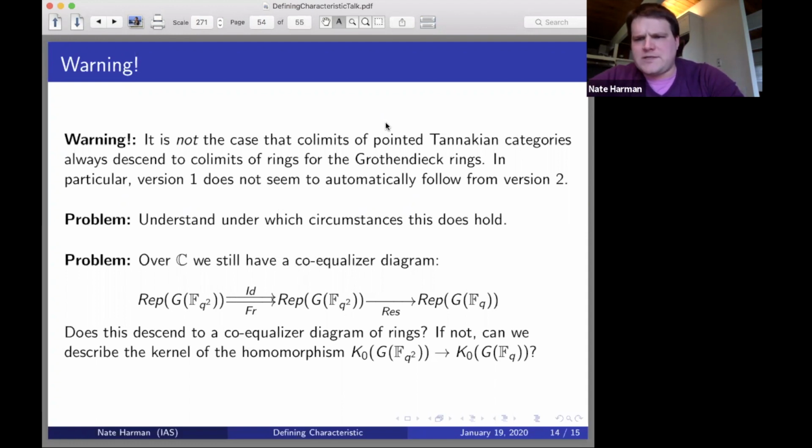I guess I should say you can relax Tannakian if you relax it to braided. I think you're still okay. There's a Hopf algebra version of Tannakian formalism. So maybe what I said about quantum groups is actually tractable. I'm not sure.